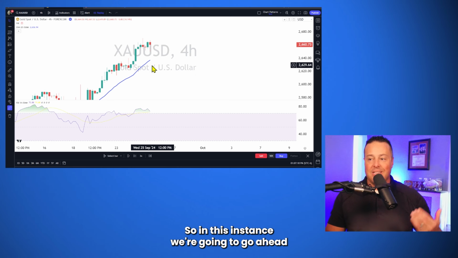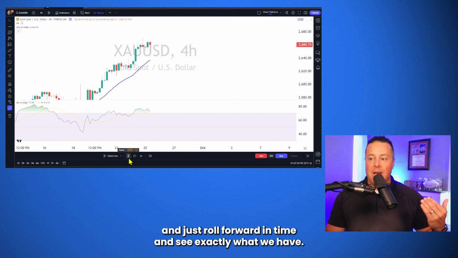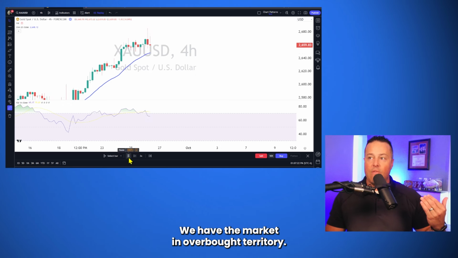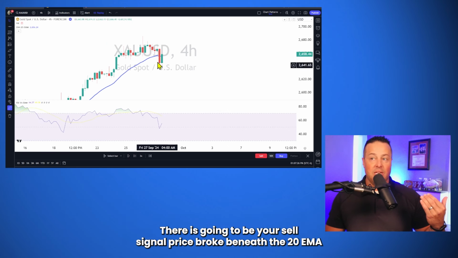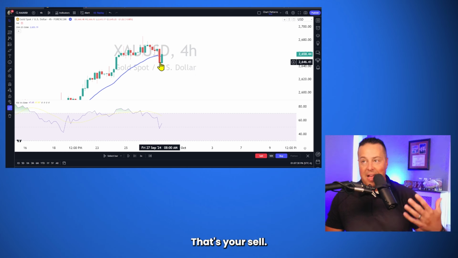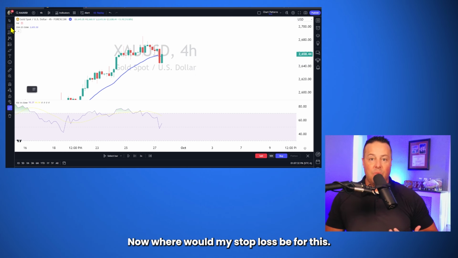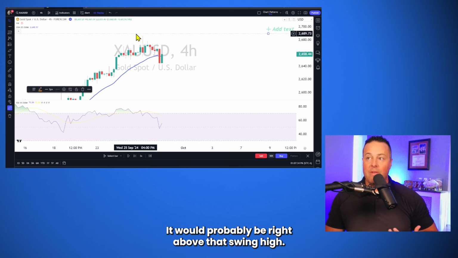So in this instance, we're going to go ahead and just roll forward in time and see exactly what we have. We have the market in overbought territory, so we want to sell. Now, right there is going to be your sell signal. Price broke beneath the 20 EMA, closed down there. That's your sell. Now, where would my stop loss be for this? It would probably be right above that swing high.